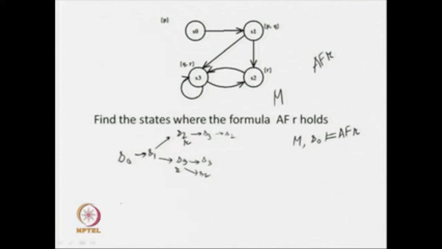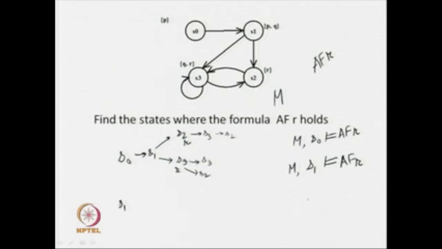Now, similarly, you look for the state S1. If you look into this particular state S1, then you will find that it is having two paths and in the future state R is true. So, in S3 R is true and in S2 also R is true. So, in all possible paths in future we are going to a state where R is true. So, we can say that in this model M, S1 satisfies AF R.